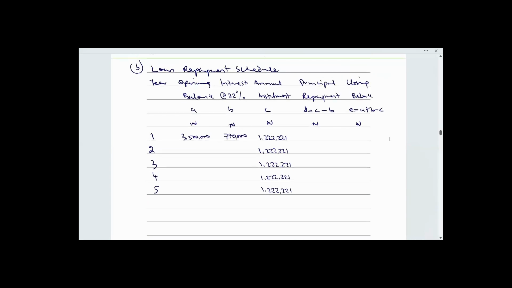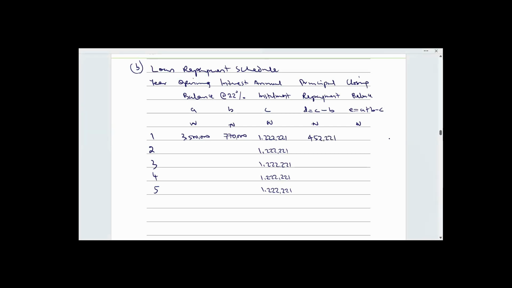So I will then come here: 1,222,221. Therefore, to get the principal repayments, so C minus B, so 1,222,221 minus 770,000 equals 452,221.